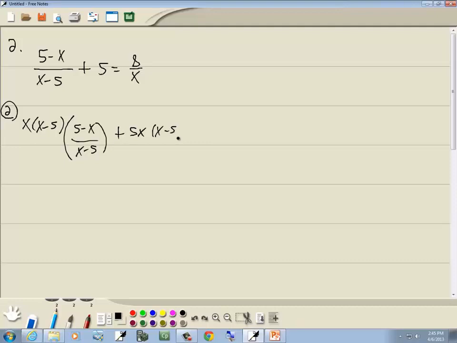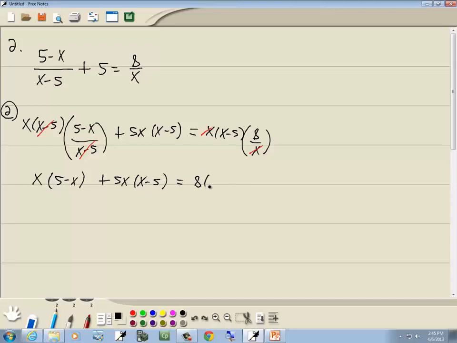And again, when I say everything, I'm talking about what's separated by pluses and minuses. Okay. Well, this x minus 5 here cancels with this x minus 5. This x here cancels with this x. And so we're left with, I'll write it down, then I'll multiply it through. We're left with x times 5 minus x plus 5x times x minus 5 equals 8 times x minus 5.